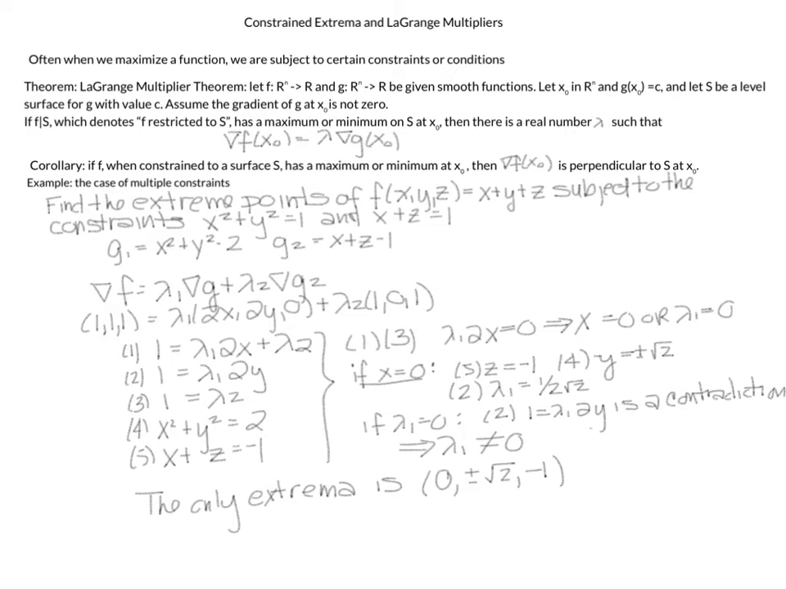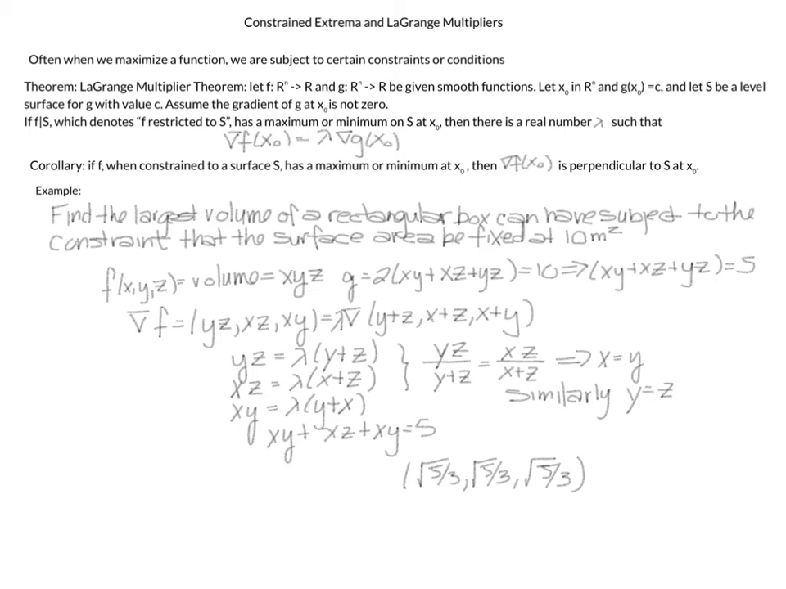Anyway, if lambda 1 is equal to 0, then if I plug into equation 2, I get that 1 is equal to lambda 1, which is 0. So I get 1 is equal to 0. So that's a contradiction. So that means that lambda 1 cannot equal 0. And the only solutions we have, or actually we have multiple solutions, is when x is equal to 0, y is equal to plus or minus square root of 2. So there's two solutions here. And then z is equal to minus 1.